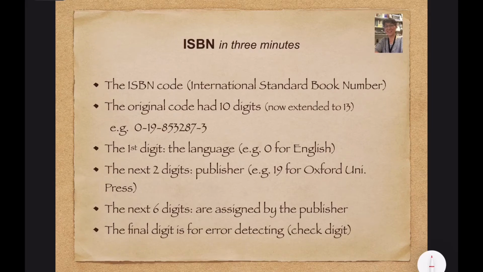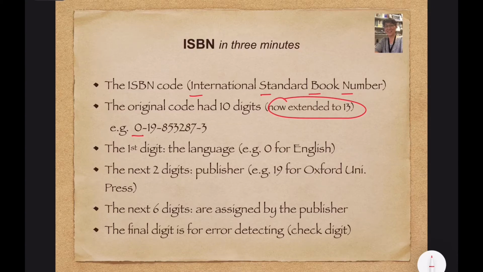ISBN is short for International Standard Book Number, which was developed in the late 60s for giving each book a unique ID. The original length of the code is 10 digits. Nowadays, it has been extended to 13 digits, which we're not going to cover in this video. Let's have a look at the structure of this 10 digits.